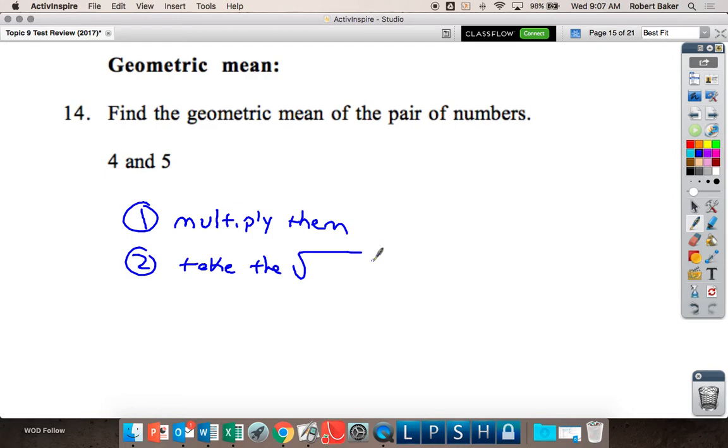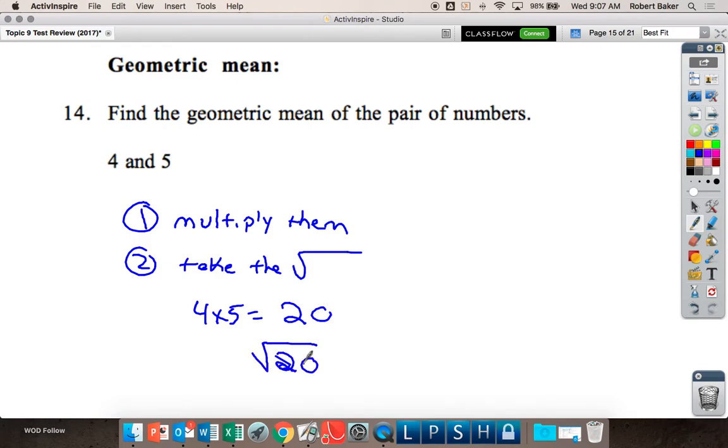That's what you gotta do. Step 1, multiply them. Step 2, take the square root. I'm gonna go through this entire problem with you because, did you already do it? Okay, on the test it's gonna be a little weird. So 4 times 5 equals 20. Step 2, take the square root of 20.